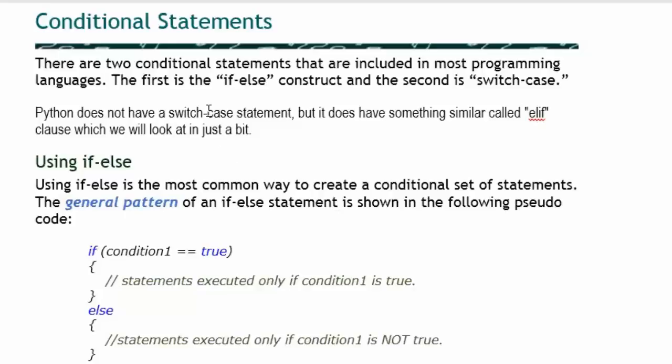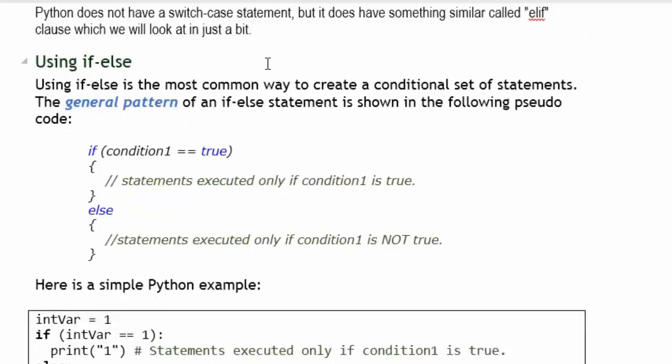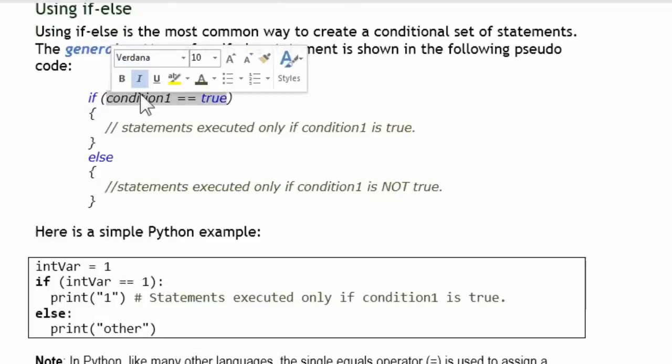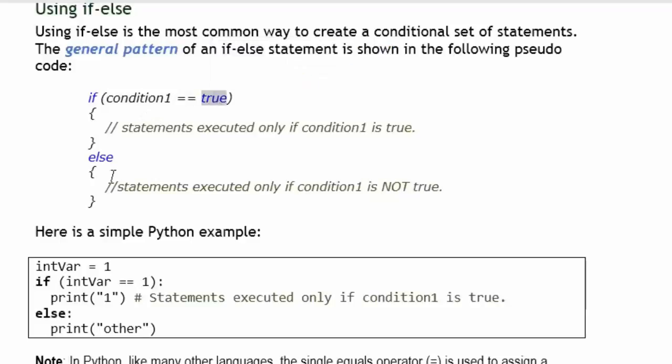Let's take a look at the one that's pretty much in every language you'll ever come across. That's the if and else combination. The general pattern for this is pseudocode, so it doesn't really run, but it gives you the pattern. If something is true, if a particular condition evaluates to true, then you're going to do one or more statements. And those statements only run if this condition is true. Otherwise, you'll execute a different set of statements if that condition is not true.